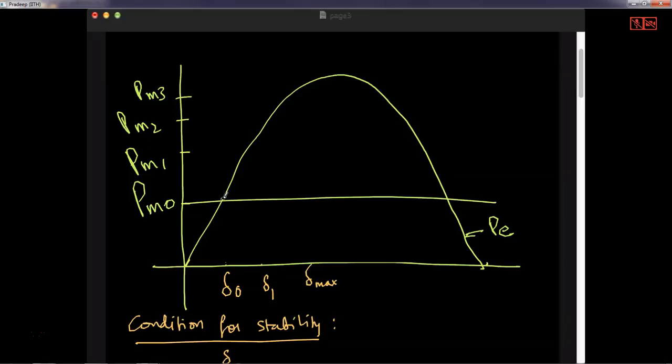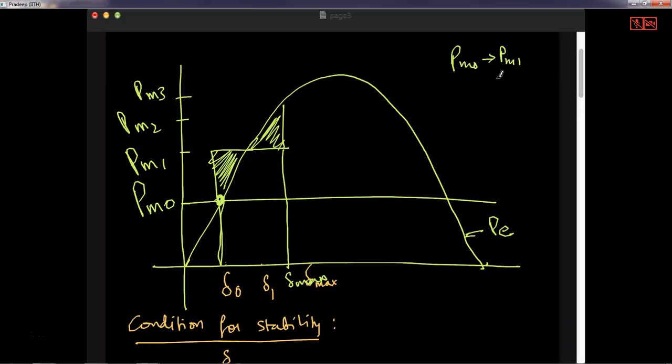So if I start here at delta naught, if I jump from PM to PM1, this is my area. So how much area I can get on the right side is equal amount of area, somewhere this much. So my maximum value for delta will be up to here, delta max, and it is stable. So PM naught to PM1 stable.